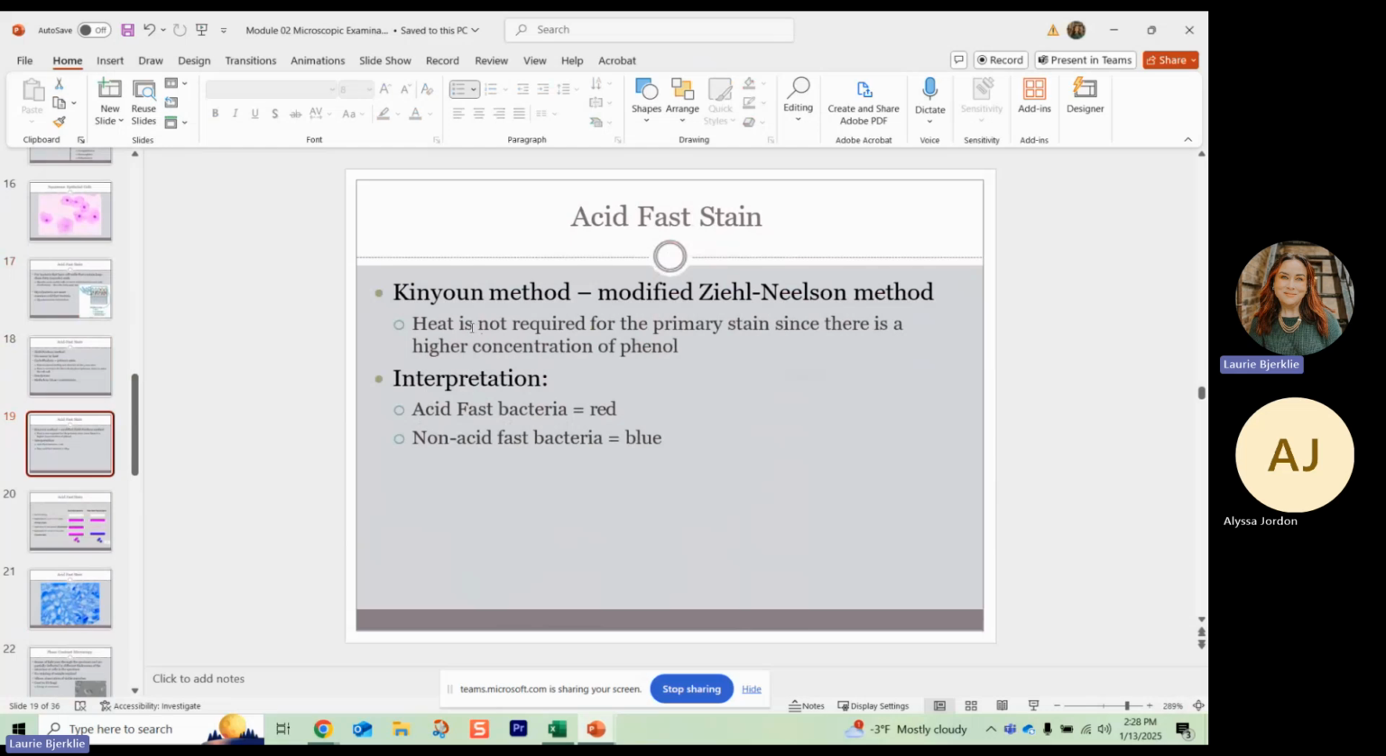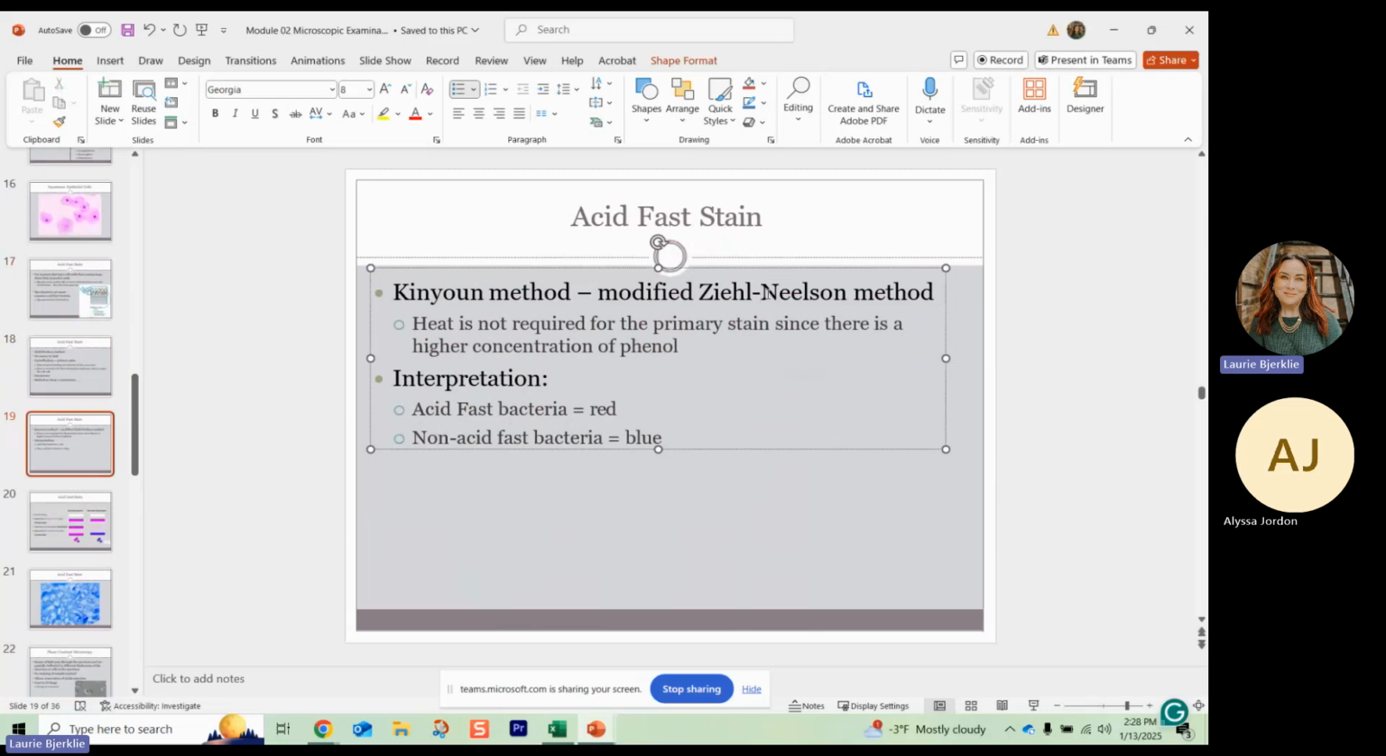We remove the boiling process in the carbofuchsin layer, and instead they have a stain that has a higher concentration of phenol, and that instead embeds the carbofuchsin into the cell wall by having that higher concentration of phenol. So same reagents, they both use carbofuchsin, decolorizer, methylene blue. Again, the difference is Ziehl-Neelsen boils it in the carbofuchsin, whereas Kinyon has a higher amount of phenol in that reagent, so it doesn't have to boil it.